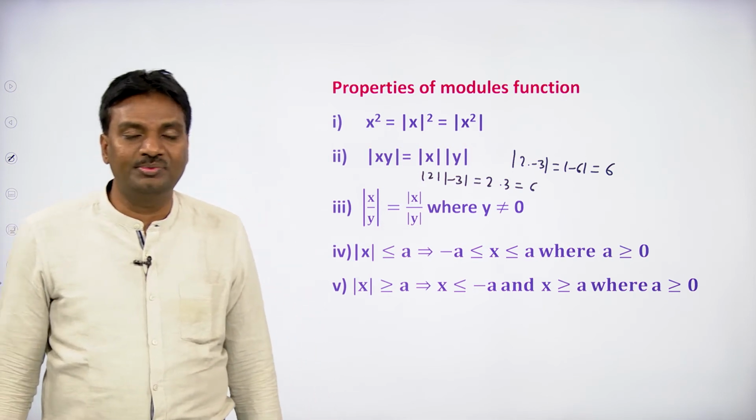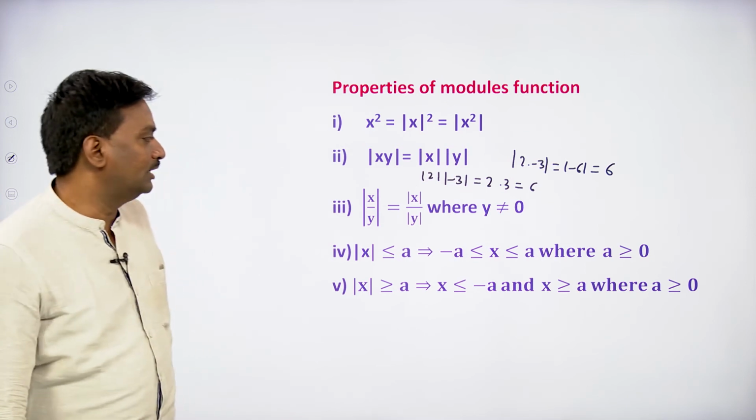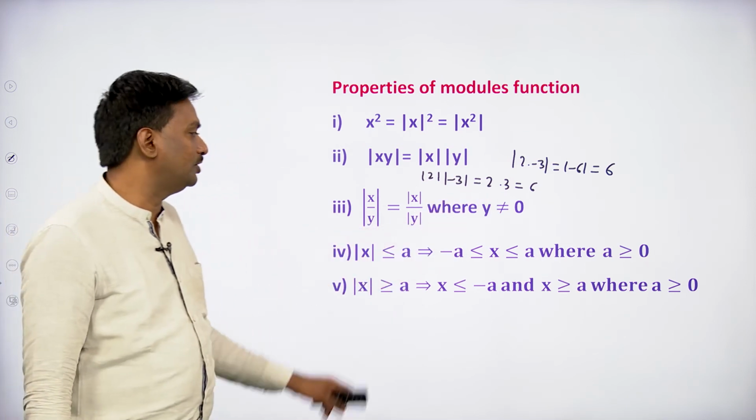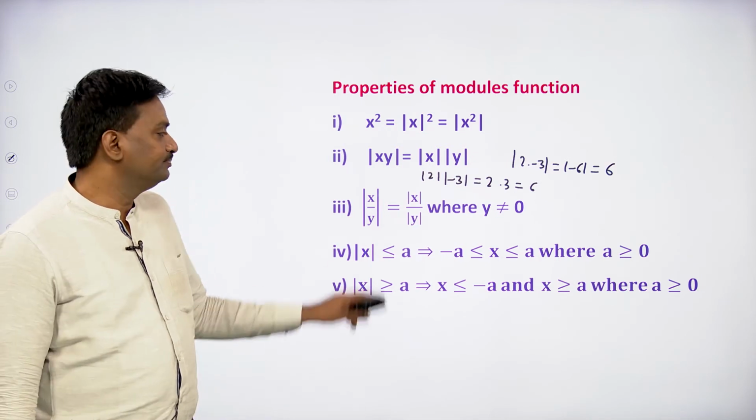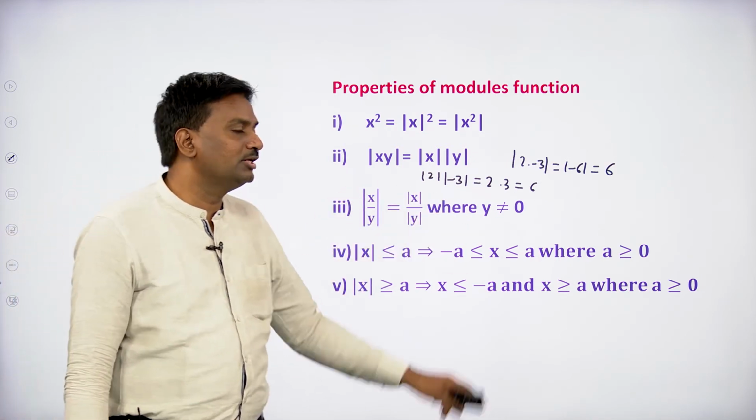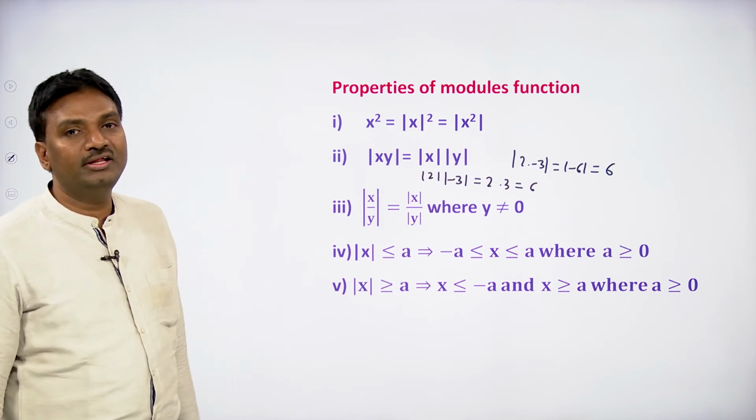The value of that expression is not defined. So that's why here y must be not equal to 0. So modulus of x by y equal to mod x by mod y, where y not equal to 0.